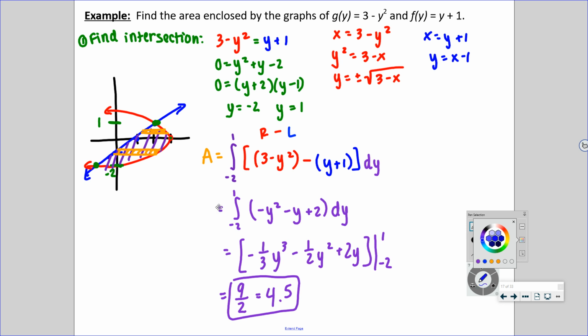You don't need units on these, just numerical values, because the only time you need units is when it's in a contextual problem, which is what we're going to look at in the second half of this lesson.